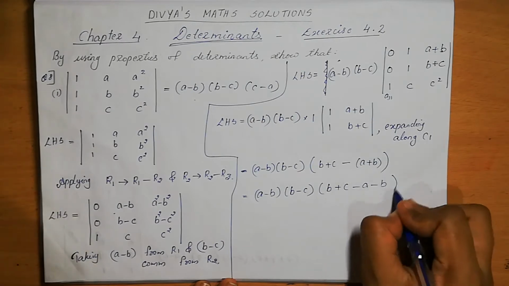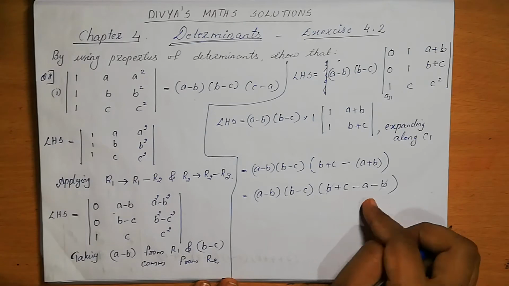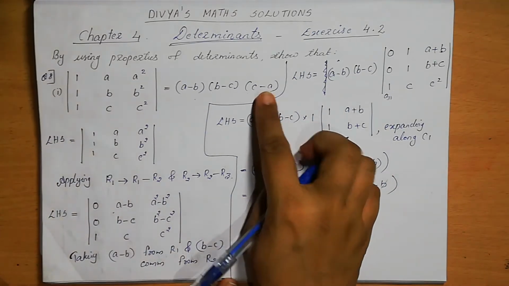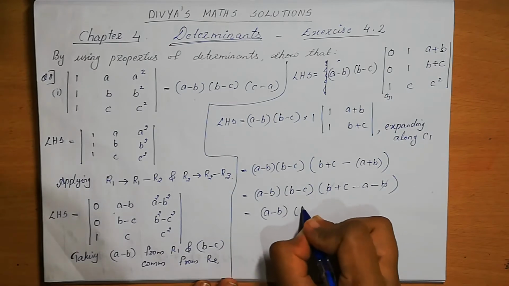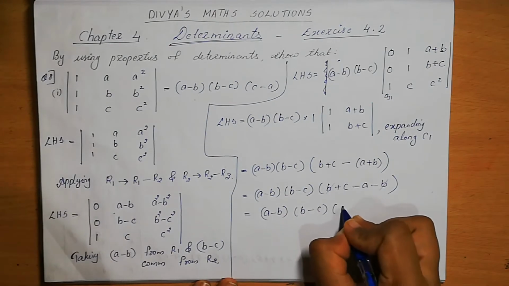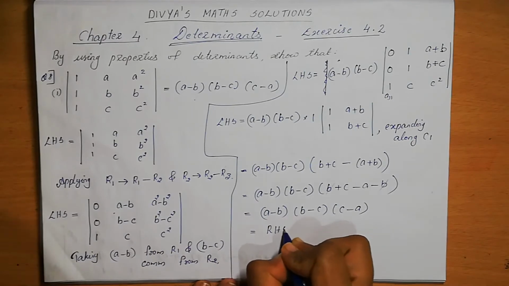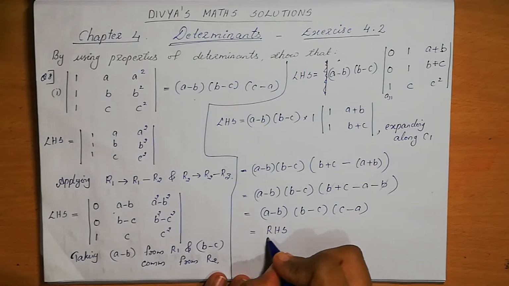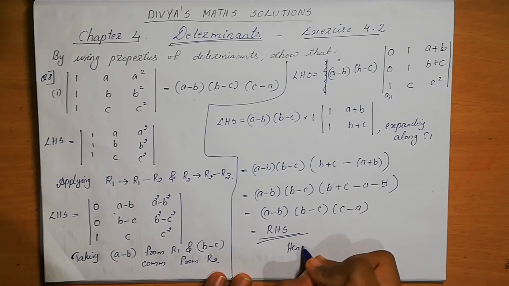Open the bracket with the minus. So this plus b minus b cancel. So what is remaining? c minus a. Our answer only, right? So we will get a minus b into b minus c into c minus a. That is equal to what? RHS. So hence proved we can write. LHS equal to RHS means what we can write? Hence proved.